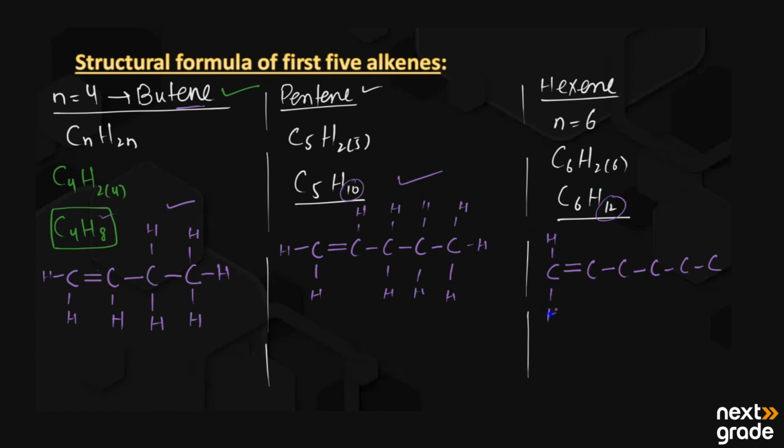It will have 2 hydrogens, its 4 bonds completed. It will have just 1. This carbon will have 2 hydrogen atoms. This carbon also will have 2 hydrogen atoms. And the carbon number 5, and at the end the carbon number 6. It will have total hydrogen atoms equal to 12. So basically these are the structure formulas for the first 5 alkenes, that is ethene, propene, butene, pentene and hexene.